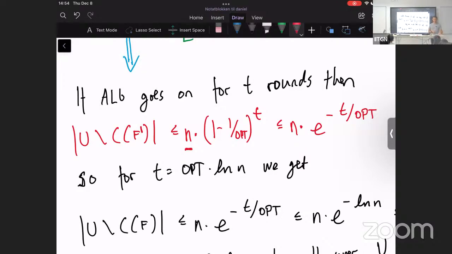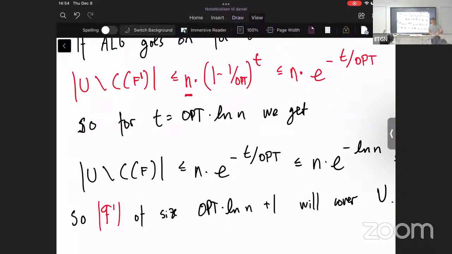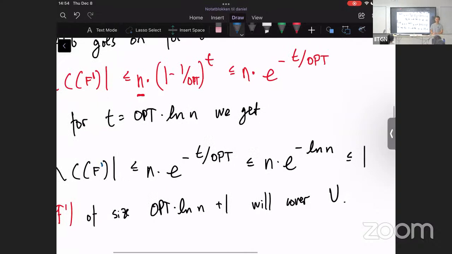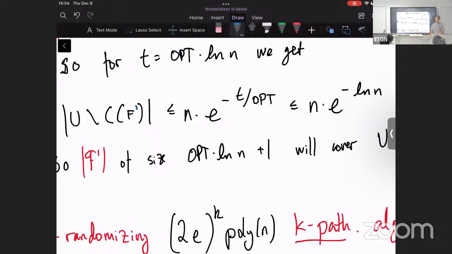So if we pick t to be opt log n, the number of uncovered elements is at most n times e to the minus t/opt, which is at most n times e to the minus log n, which is of course less than or equal to 1. When there's one uncovered element, you pick one set and you cover it. So after opt ln n plus 1 sets, you've covered the entire universe. So here is yet another simple greedy algorithm, simple in retrospect, for set cover.